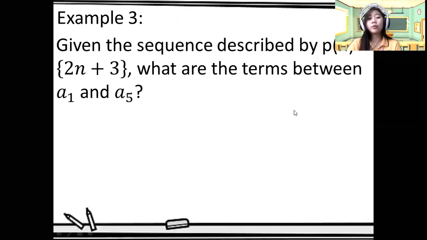Given the sequence described by P of n is equal to 2n plus 3, what are the terms between a sub 1 and a sub 5? Okay, class, so now we will get the terms between a sub 1 and a sub 5. But before that, we need to get the first term and the fifth term.